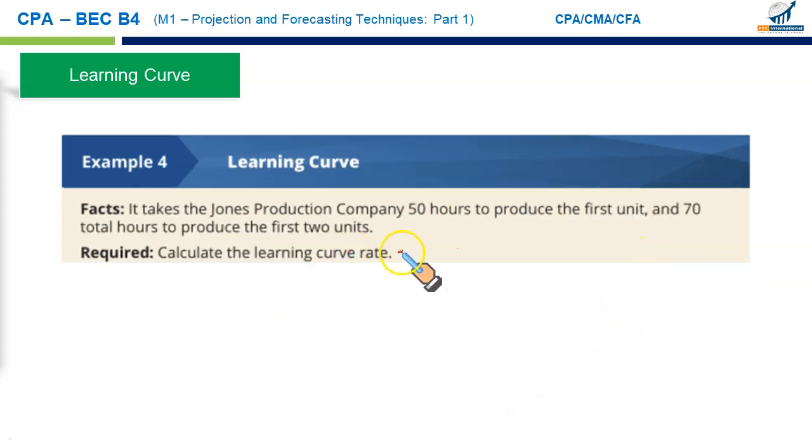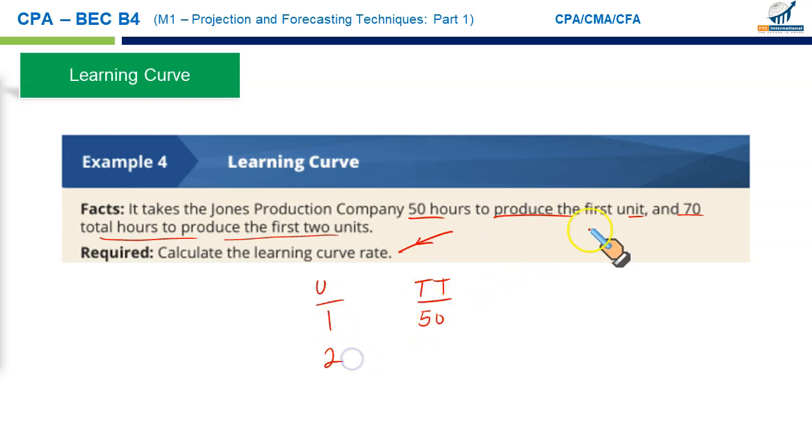Most of the questions will involve the percentage already given to you, the learning curve percentage, but you may be required to calculate it, but it's not difficult. It takes the John's production company 50 hours to produce the first unit and 70 total hours to produce the first 2 units. So you can see here, it will help. Units, total time. First unit produced took 50. When the 2 units were produced, the total time was 70.